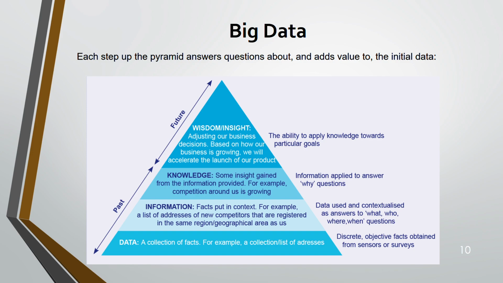Third, knowledge. Some insight you gain from the information that is provided. For example, if you have collected addresses of competitors, now you will know whether your competition is growing or not in an area. It's knowledge. So this answers your question as why. For example, if you want to know why your sales are not increasing in a certain region, you will know through the addresses of competitors that competitors are increasing in that area. It's knowledge. Now you will know the answer why your business is suffering. So what will you do? You will try to make your business work, right?